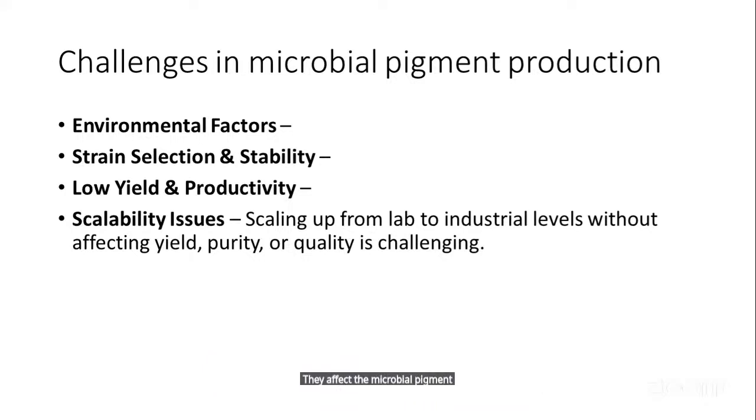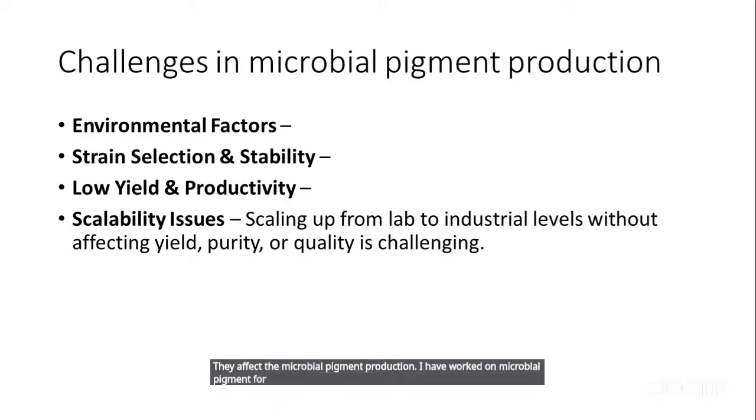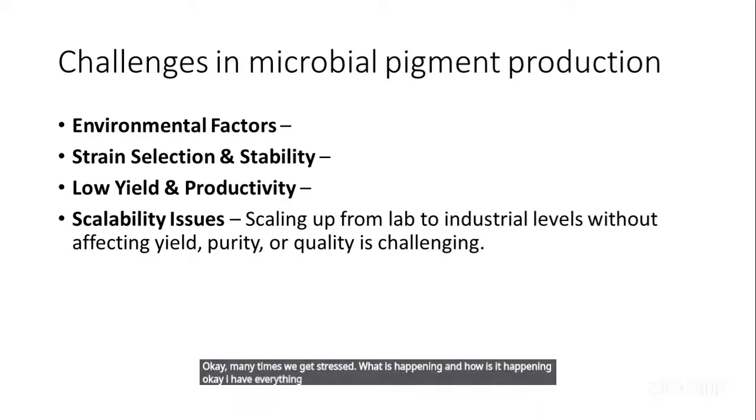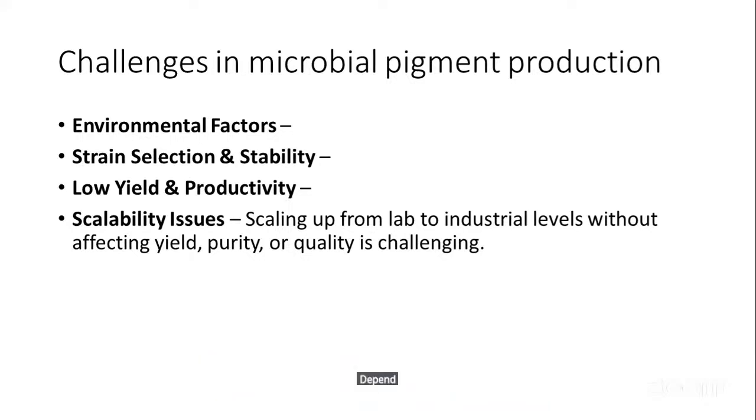I have worked on microbial pigment for about 5 years, and I have observed that temperature, pH, and all these environmental factors affect it a lot. Many times we get stressed: what is happening and how is it happening? I have everything, but right now I'm not getting a single pigment. So the pigment production process changes depending on environmental factors.